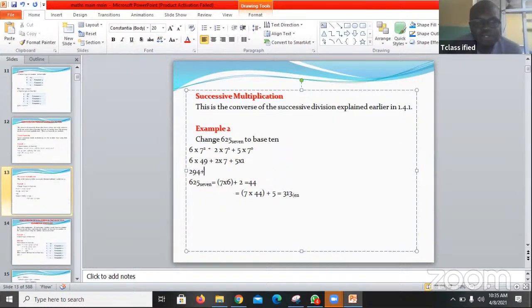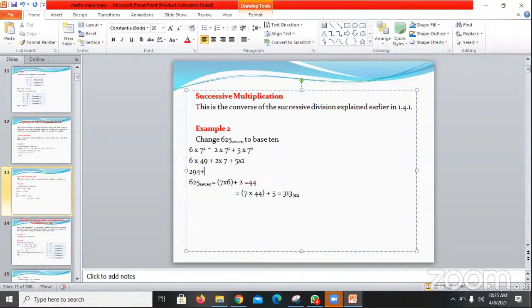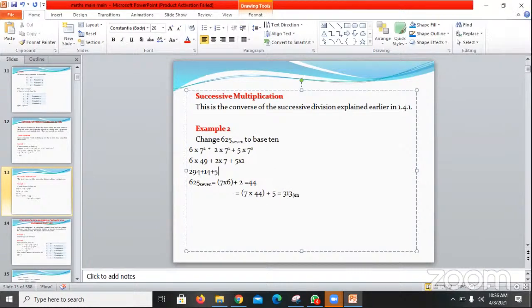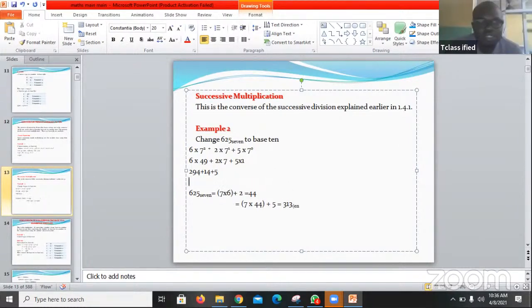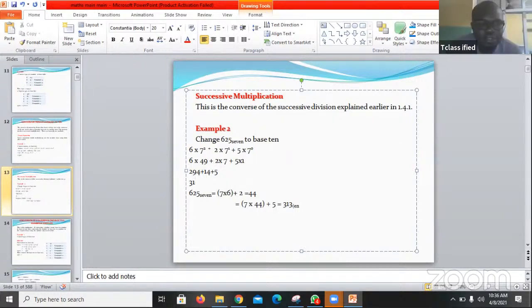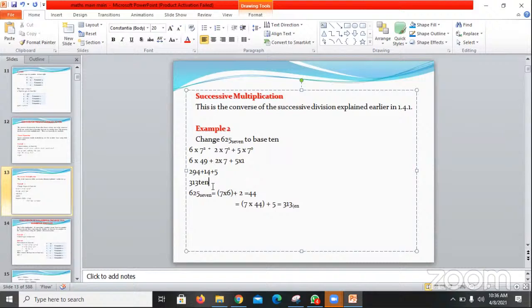Use your calculator and press 2 times 7. 14. Then press 5 times 1. 5. Okay. Now press 294 plus 14 plus 5. What do we get? 313. Okay, 313. And it's going to be in base what? Base 10.